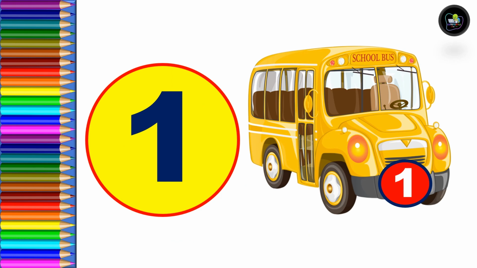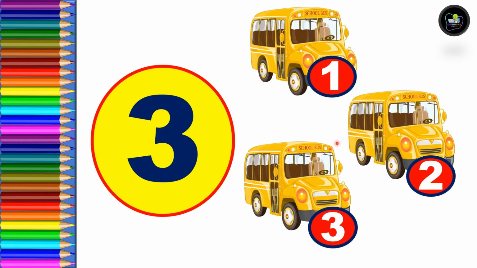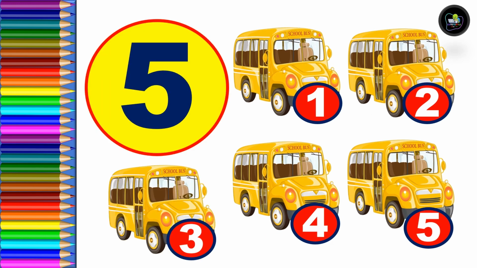1 school bus. There is 1 school bus. 2 school bus. 3 school bus. 1, 2, 3. Total 3 school bus. 4. 1, 2, 3 and 4. 4 buses. 5. 1, 2, 3, 4 and 5. Total 5 bus.